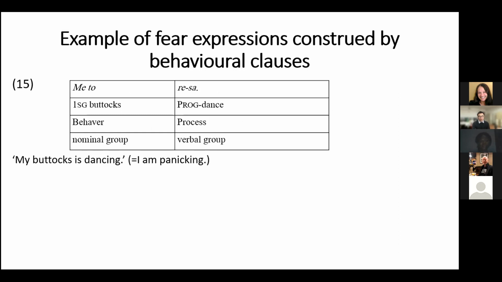So we see that the behavioral clause shares some grammatical features with the material clause, such that they are both realized by dynamic verbs. So here we have resa, dance, but the dynamic verb in behavioral clauses is of lower transitivity than in the material clauses. And so here, although the behavior is presented as dancing, it's not dancing physically. It's just a metaphorical dancing that the behavior is putting up or engaging in.